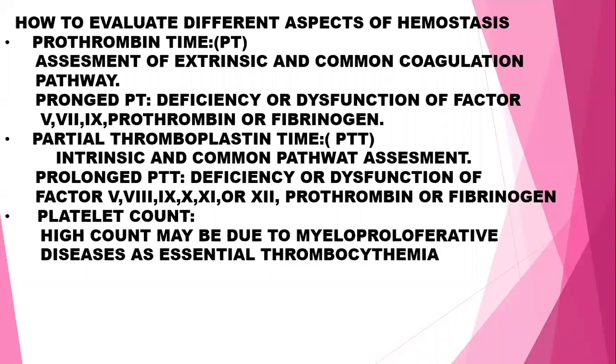So, the second thing is partial thromboplastin time, PTT. It is performed for the intrinsic and common pathway assessment. Prolonged PTT is due to the deficiency or dysfunction of factor 5, 8, 9, 10, 11 or 12, prothrombin or fibrinogen. Third thing is platelet count. High count of platelets may be due to proliferative diseases as in essential thrombocythemia.